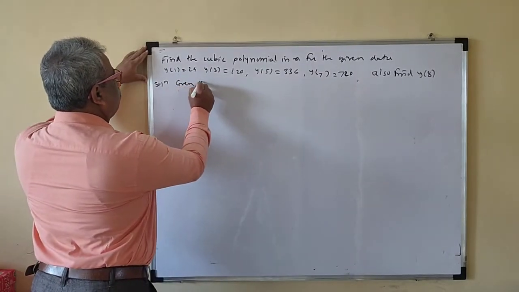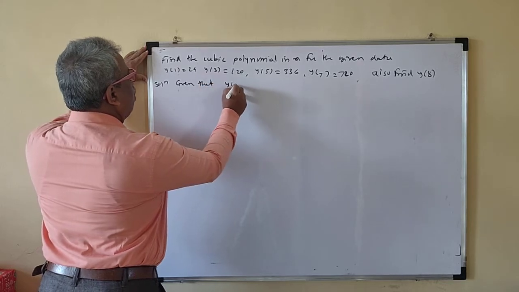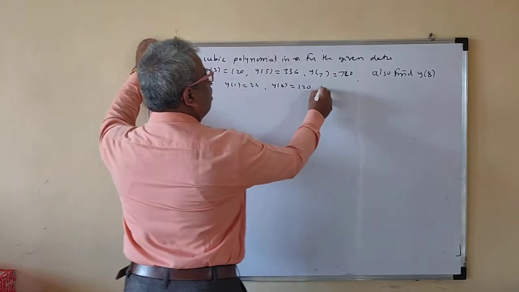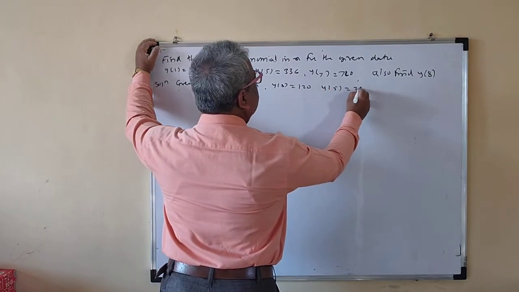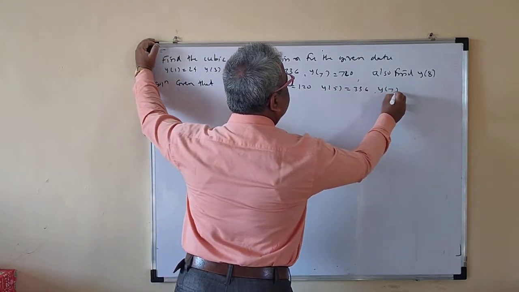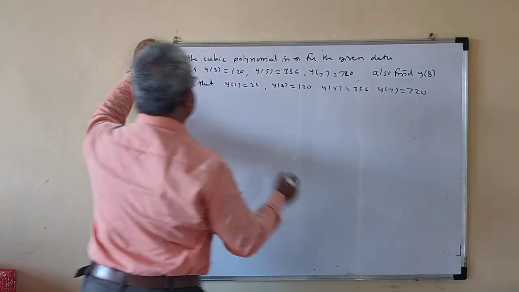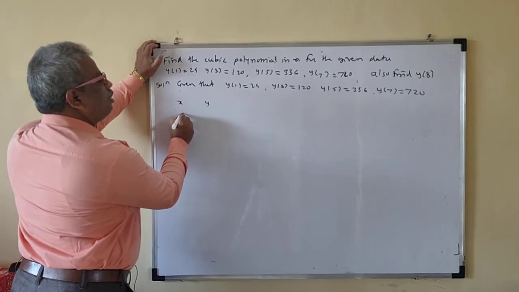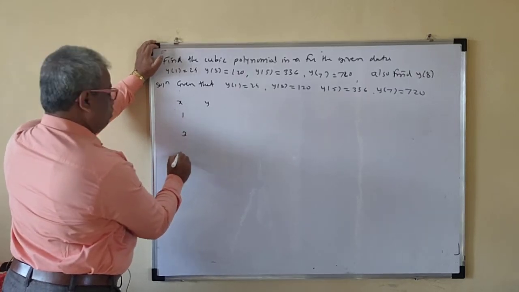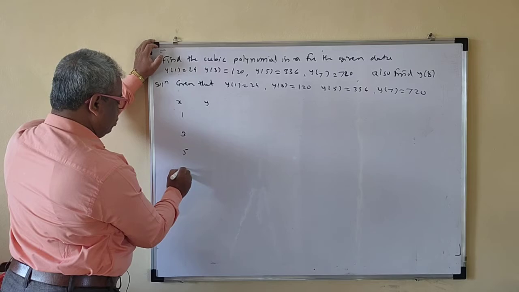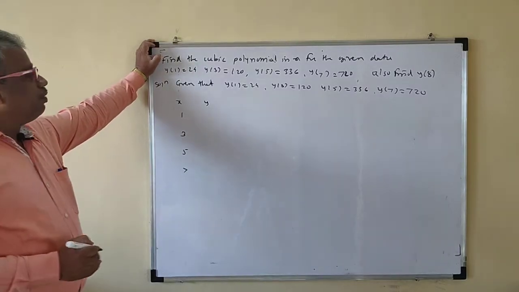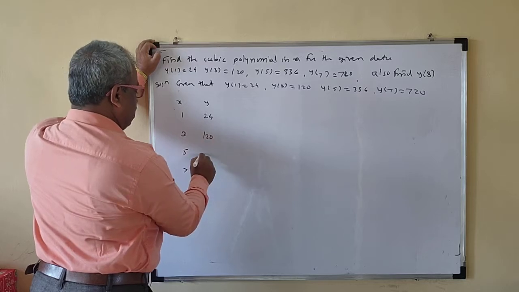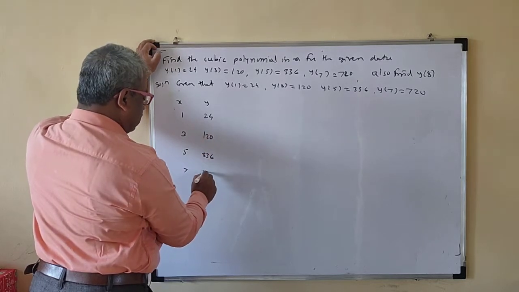So you have to write this. Given that y of 1 is 24, y of 3 is equal to 120, y of 5 is equal to 336, and y of 7 is equal to 720. Okay, so we'll write the values of x here and y here. So the x values are 1, 3, 5, 7. The values of x are equally spaced. Okay, so this is 24, 120, 336 and 720.